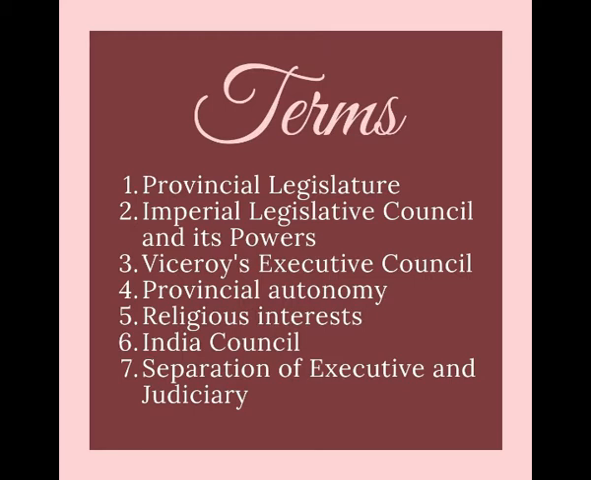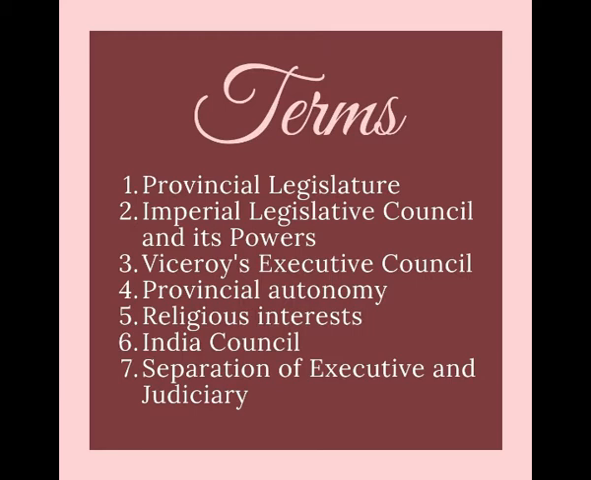Okay, so they wanted Muslim representation, and in general 4/5 to be elected, 1/5 to be nominated. That was the demand for the provincial legislature. Moving on, they demanded certain reforms in the Imperial Legislative Council. That was the central one at the national level.